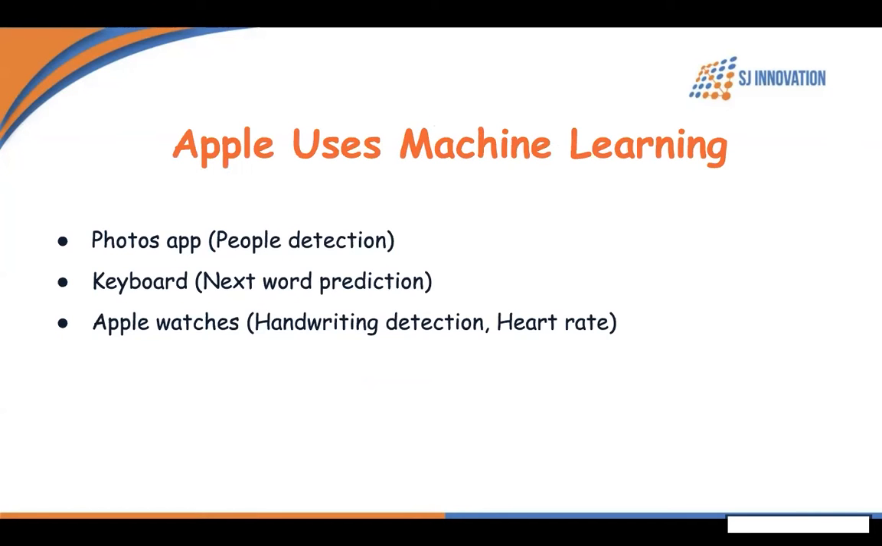So where does Apple use machine learning? Apple uses machine learning in the Photos app to detect people, in the keyboard, as I said, for next word prediction, and in Apple Watches for handwriting detection and heart rate. As you know, the Apple Watch is known to detect abnormal heart rate with 95% accuracy. Also, it can send an SOS signal if you meet with an accident.